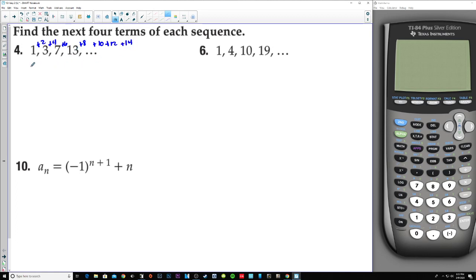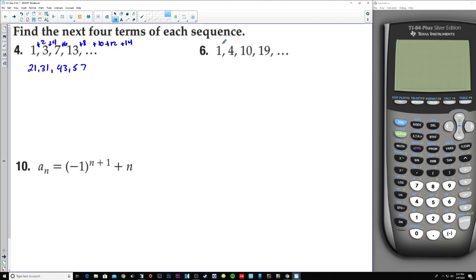So 8 plus 13 is 21, and then 21 plus 10, we get 31. 31 plus 12 is 43, and then we add 14, which is 57. So there's the next four terms.